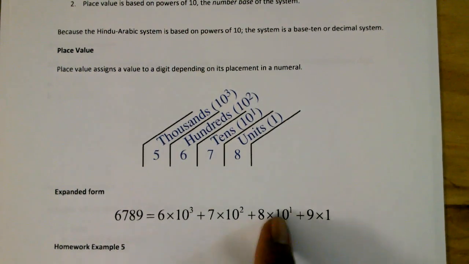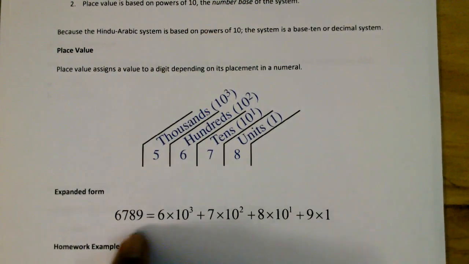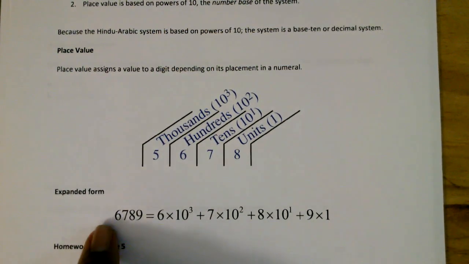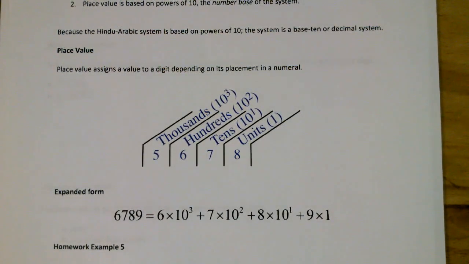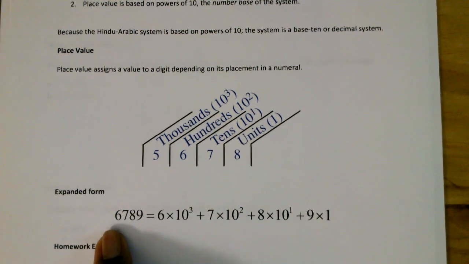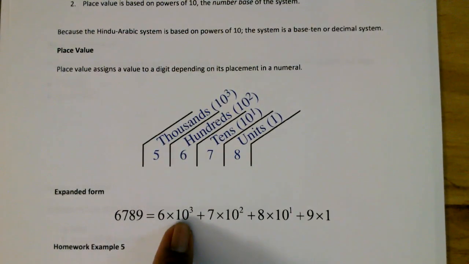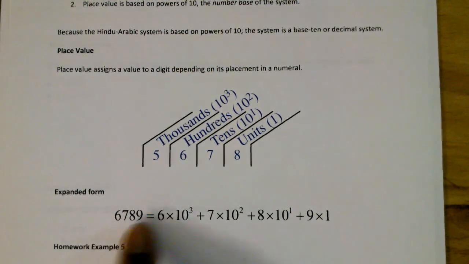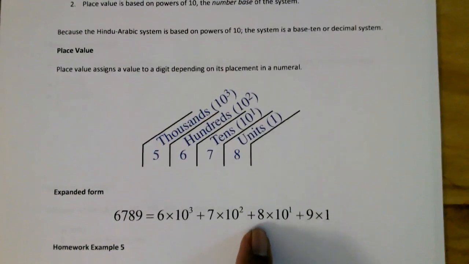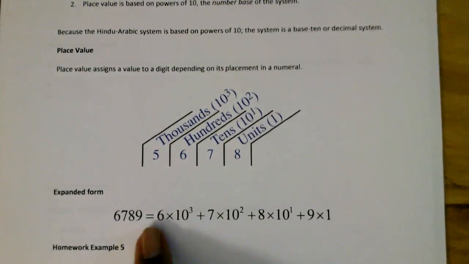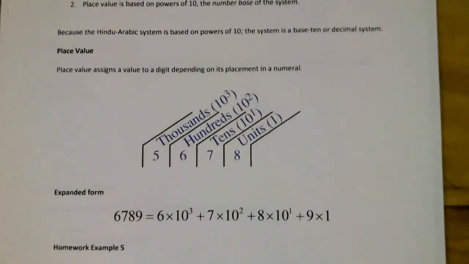Now expanded form looks like this. We take each digit and multiply by its corresponding place value position using base 10. So like 6,789: the 6 is in the thousands place, so it'll be 6 times 10 to the 3rd. The 7 is in the hundreds place, so it'll be 7 times 10 to the 2nd. The 8 is in the tens place, so it'll be 8 times 10 to the 1st. And the 9 is in the ones place, so it'll be 9 times 1.